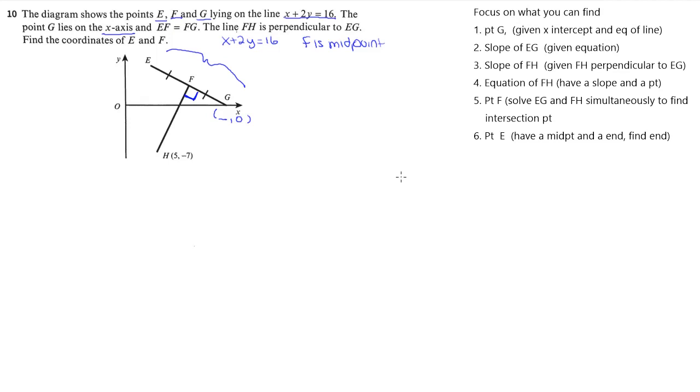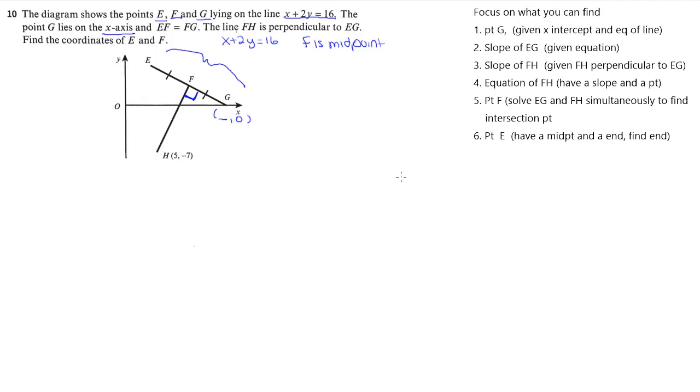Also in a problem like this, what you want to do is focus on what you can find. What happens is sometimes you just focus on what they ask for and you can't find it right away. There's several things you may have to find first. So just look and see what it is you possibly can find.